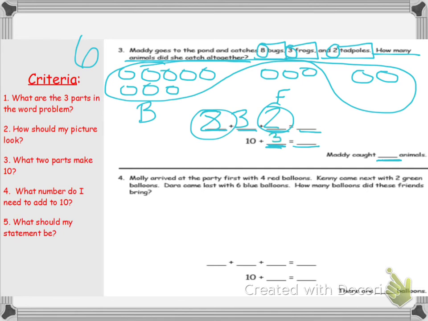So what is 10, 3? 10, 3 is 13. You could have counted it if you needed to. 10, 11, 12, 13. So that means that 8 plus 3 plus 2 also equals 13. So Maddie caught 13 animals.